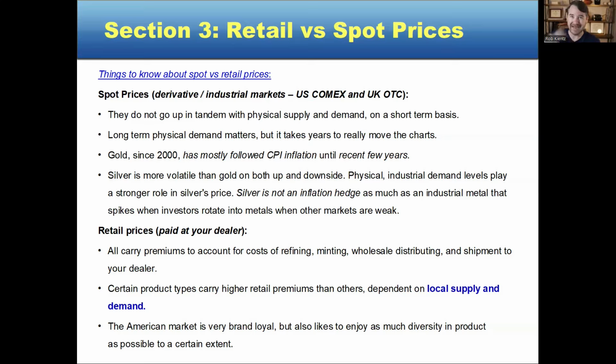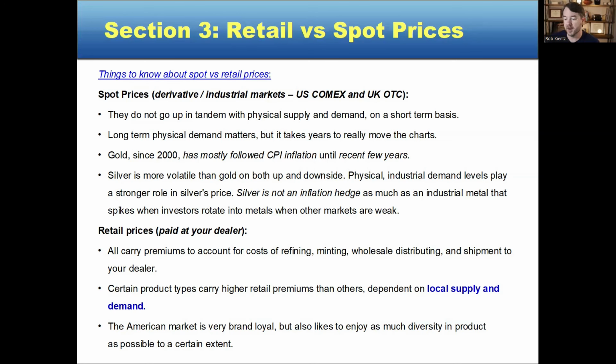Certain product types of bullion carry higher retail premiums than others, which is dependent on local supply and demand and national overall minting supply and demand. It's got two factors. So you can't look at a Silver Eagle price on APMEX and a Silver Eagle price at your local dealer and expect them to be exactly the same. And this drives people nuts, but it is 100% true.